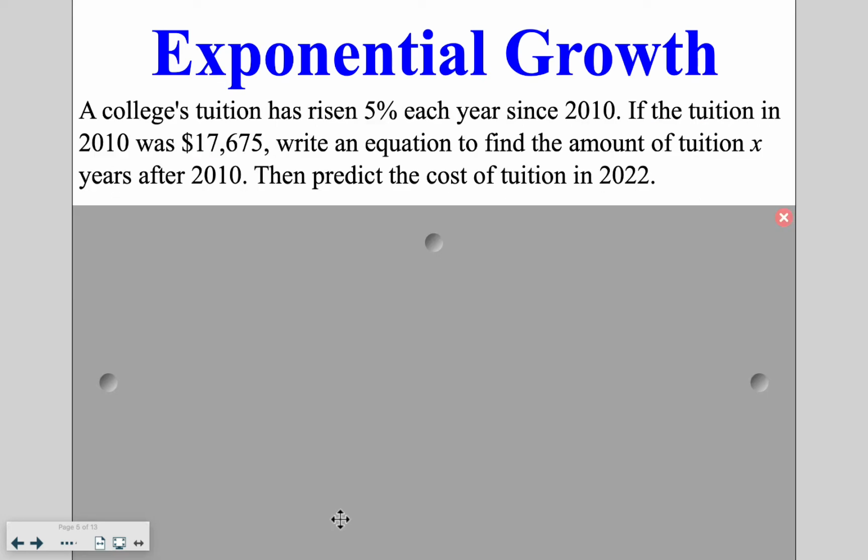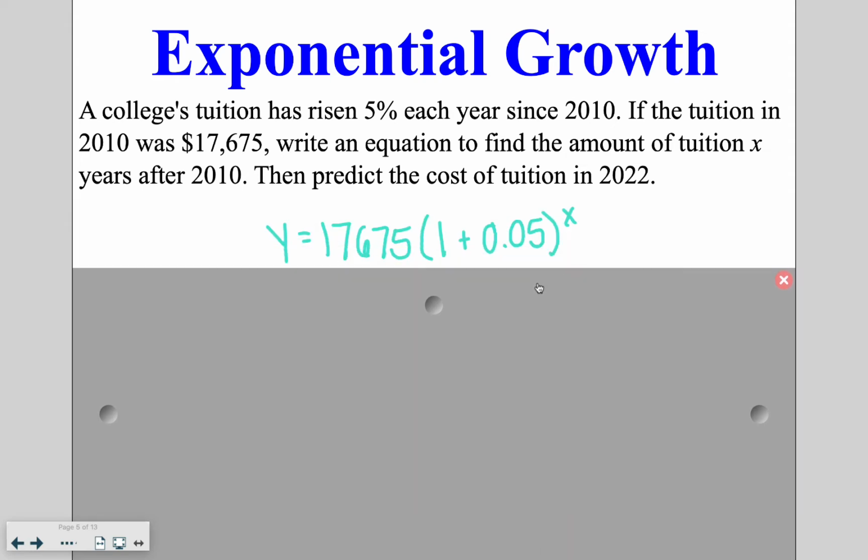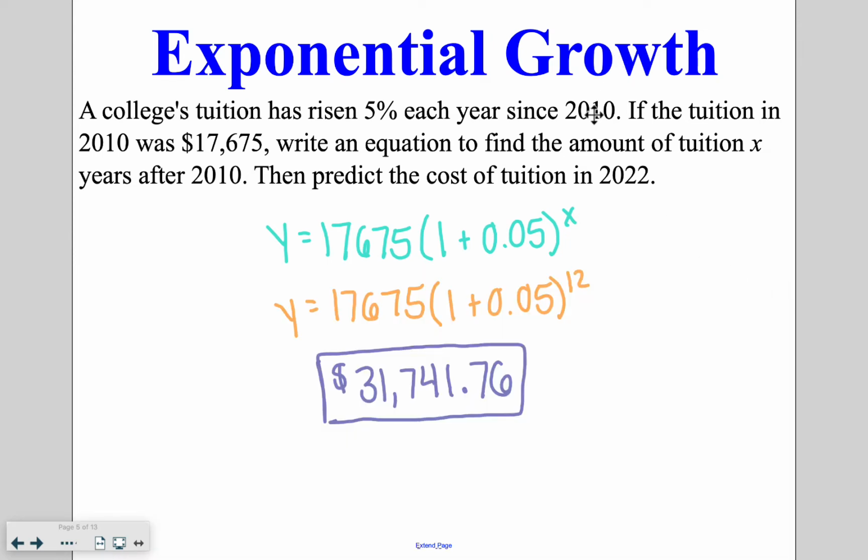Go ahead and try this one on your own. First, just writing the equation. So our equation, we've got our starting value times 1 plus our percent as a decimal, to the x power. Now go ahead and predict the cost of tuition in 2022. So we should plug in 12 as our exponent because we started in 2010 and we are at 2022. So that is 12 years and our tuition is $31,741.76 after we do our rounding.